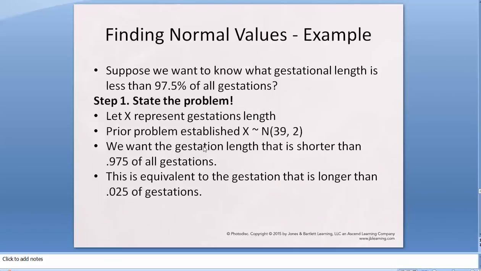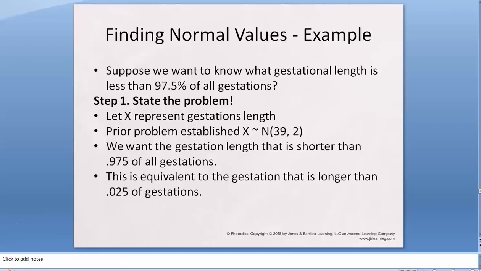Okay, yeah, let me go back to this slide. I sort of had to pause a little here. Now here's another example where you use the percentile idea. Say you want to know what gestational length is less than 97.5% of all gestations. In other words, what is the gestation length that is shorter than 0.975 of all gestations?